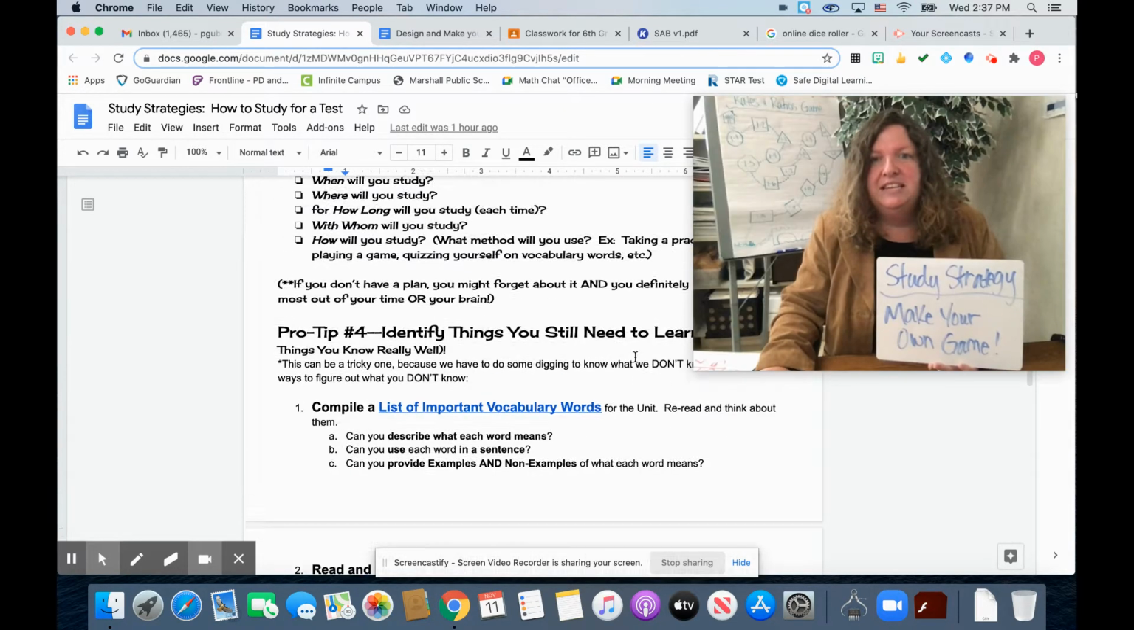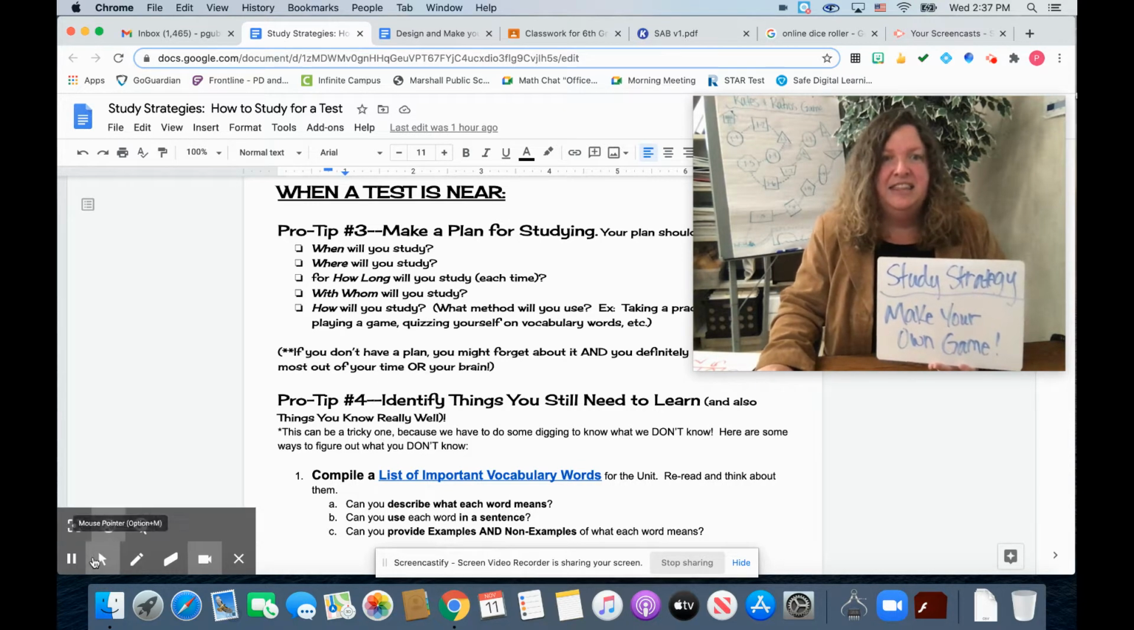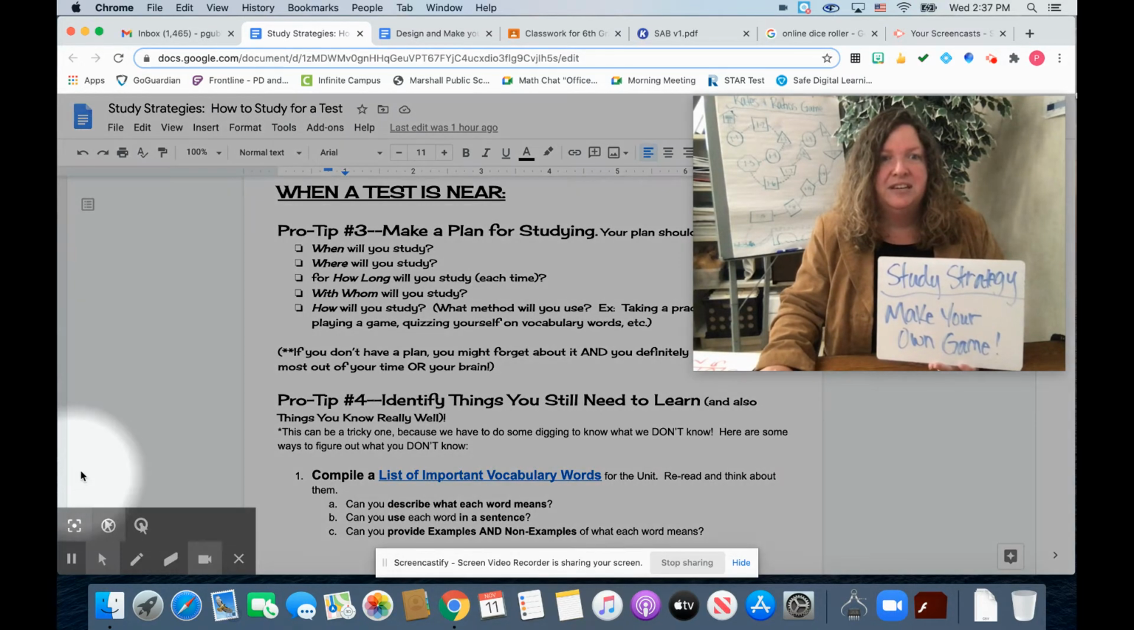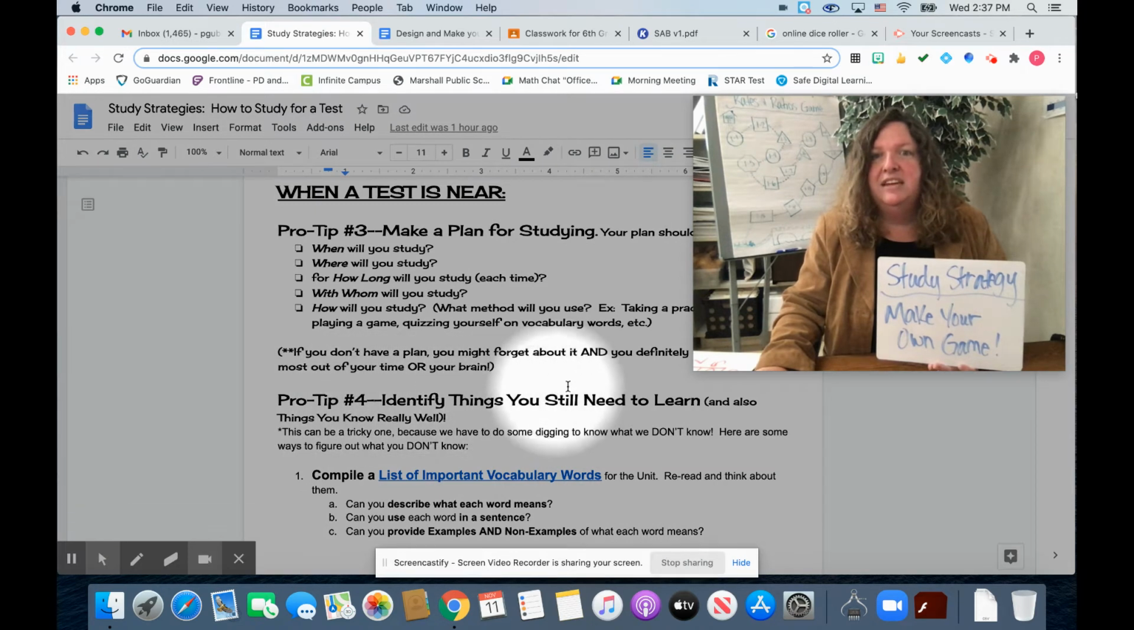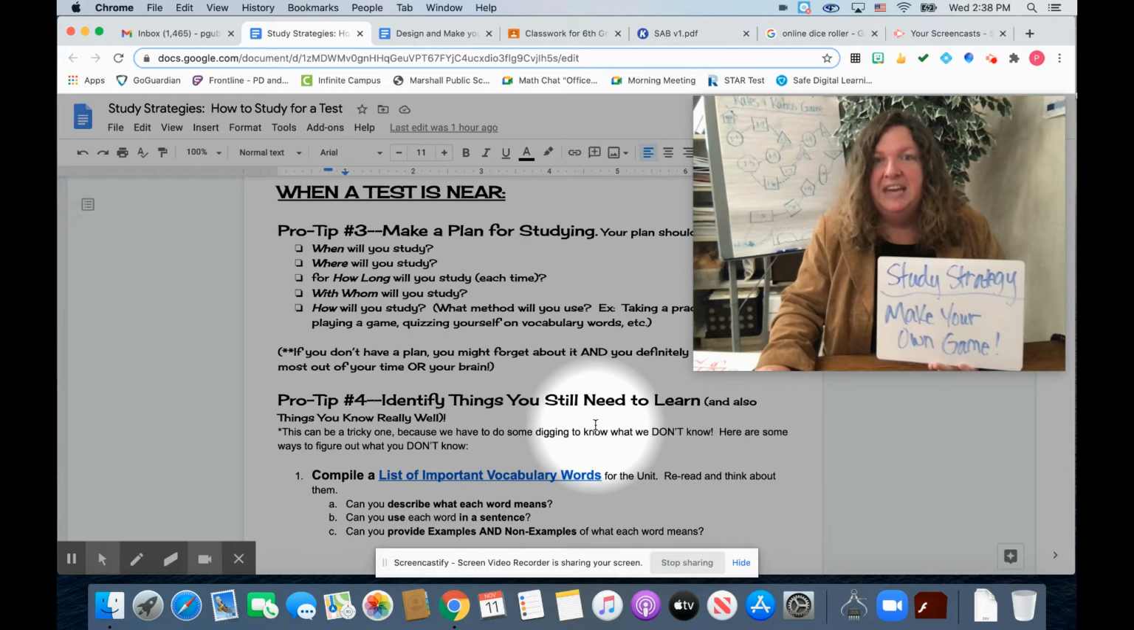So one of the things kids tell me that's really hard is identifying things that they still need to learn. In other words, it's really hard to know what you don't know. That's tricky. It's very tricky because we want to do some digging in to learn what we don't know so we can figure out what we still need to study.